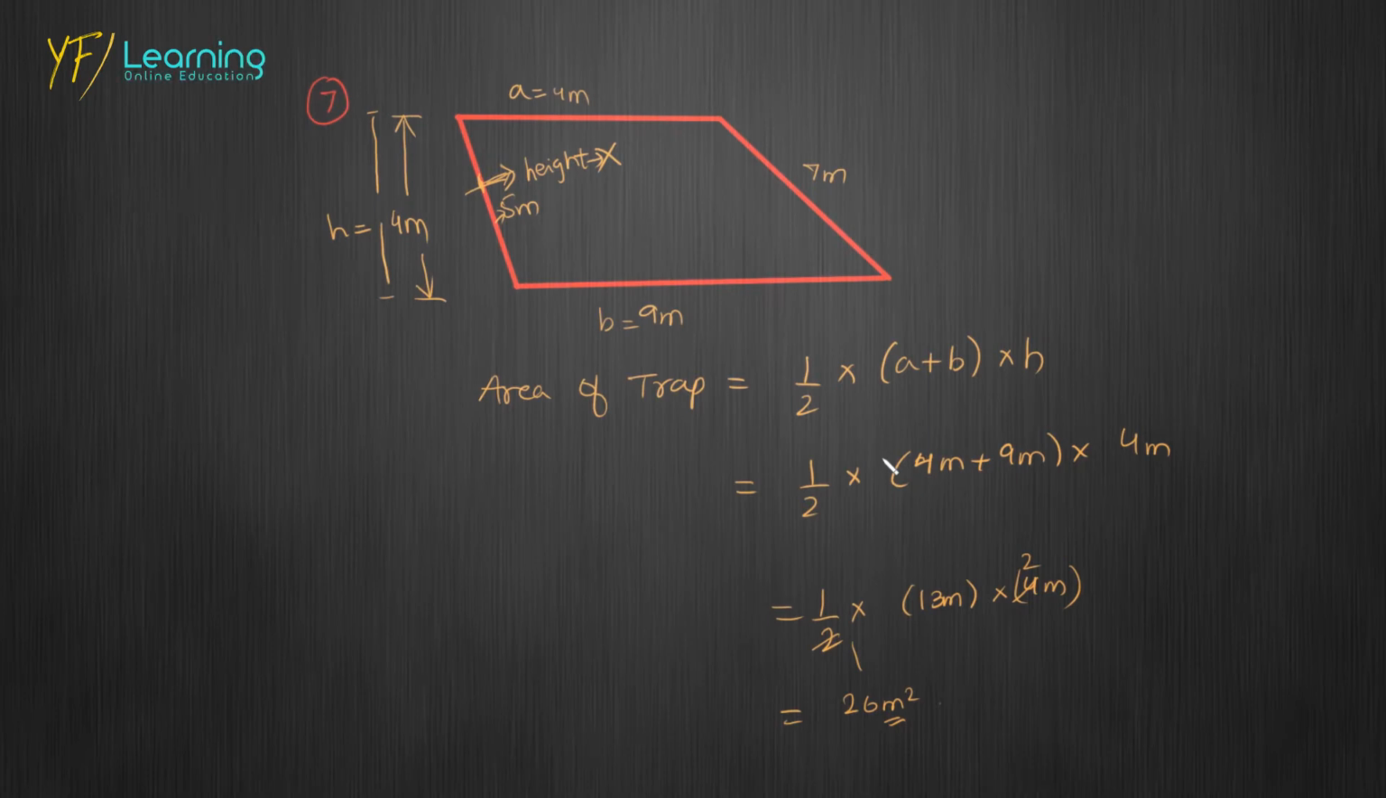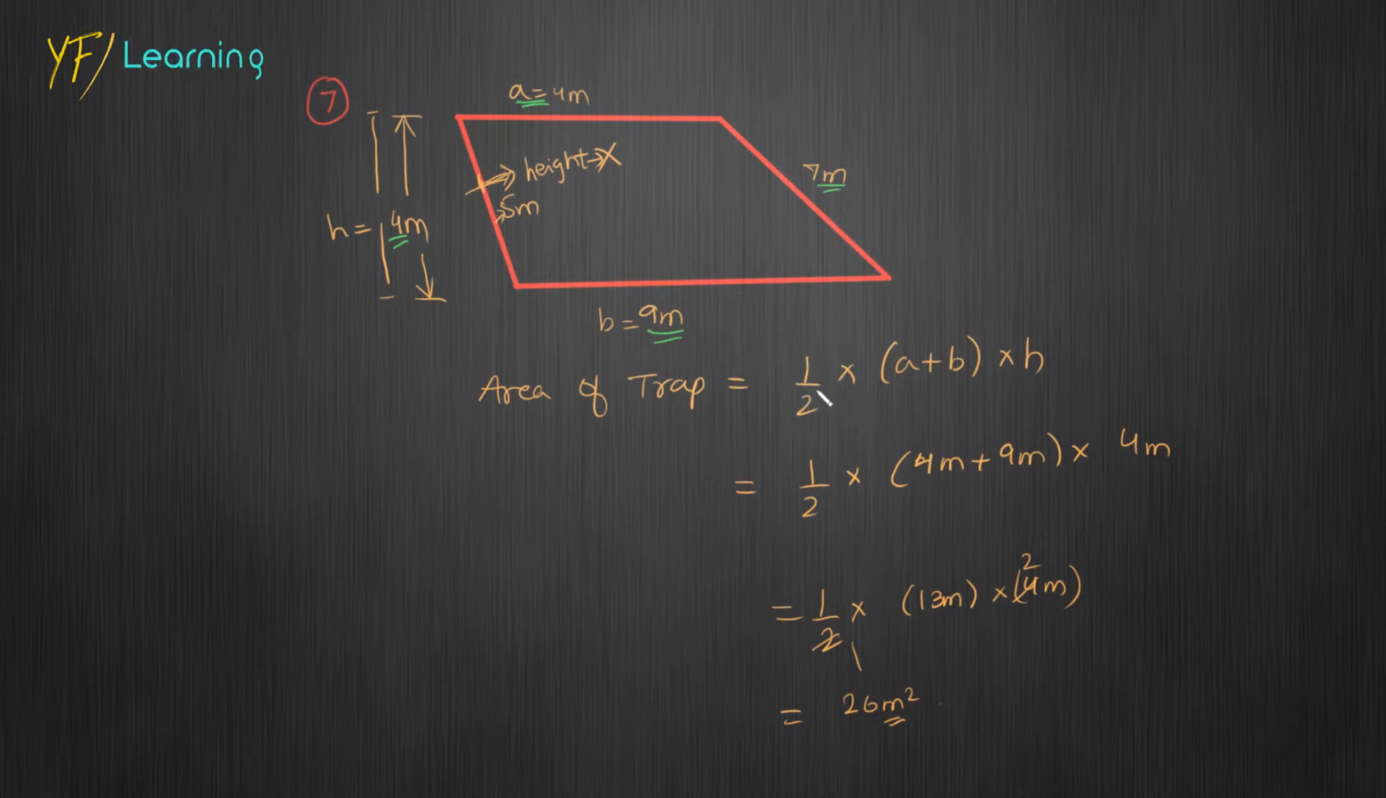Question number 7 is about trapezium. Its dimensions are A is equal to 4 meter, B is equal to 9 meter, and its height is equal to 4 meter. So we have to calculate its area.